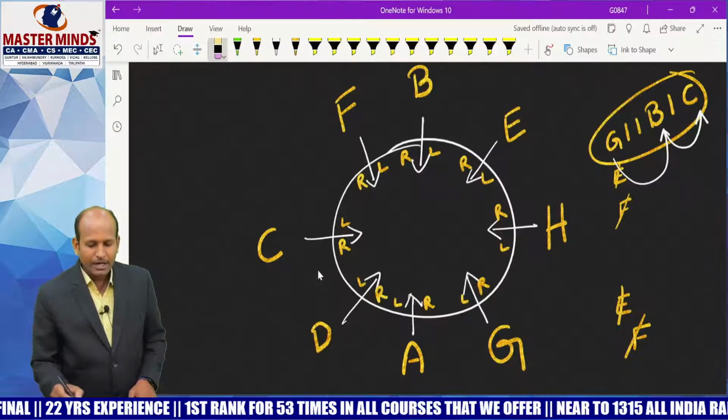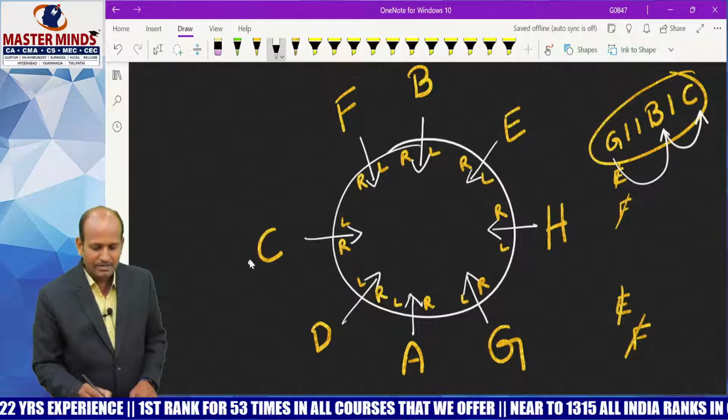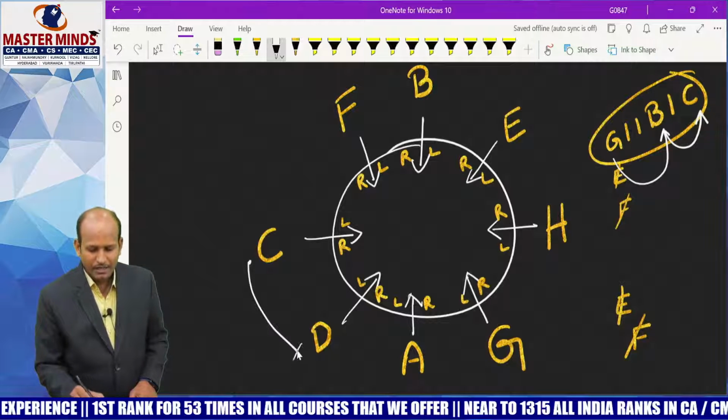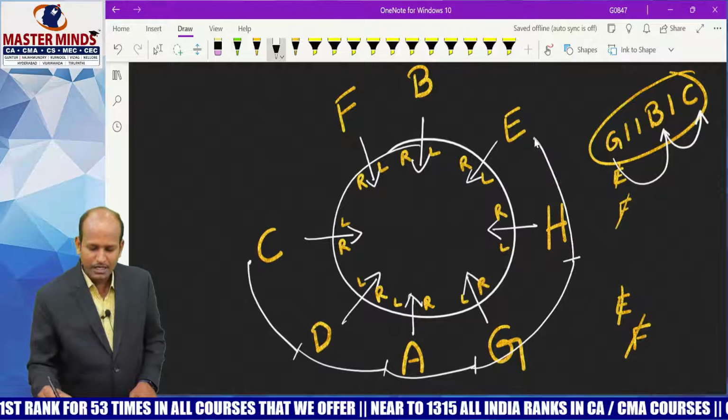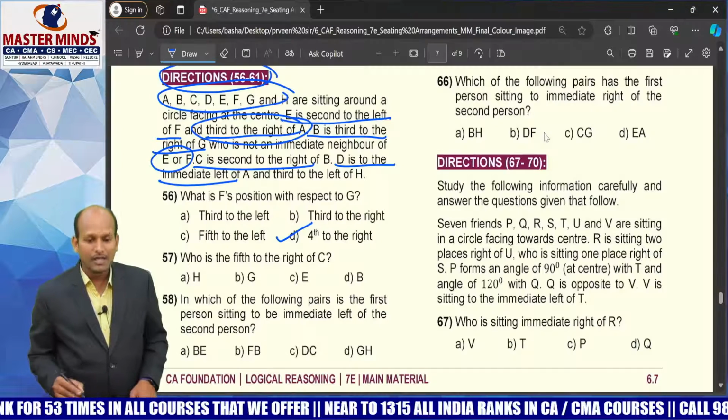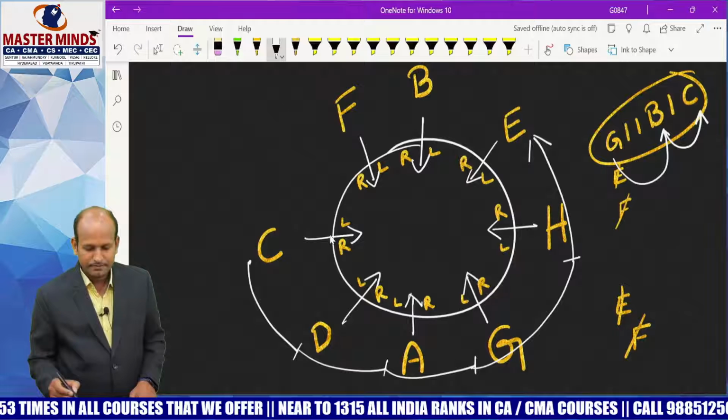Who is fifth to the right of C? So C, this is one. C first right D, second right A, third right G, fourth right H. Who is fifth to the right of C? E, option C.